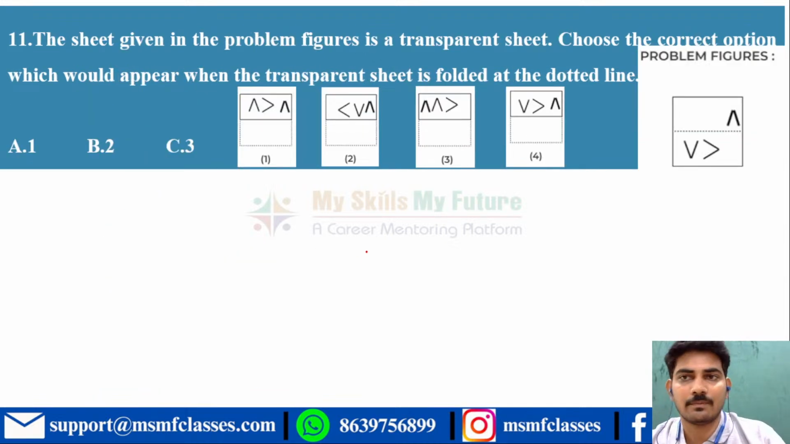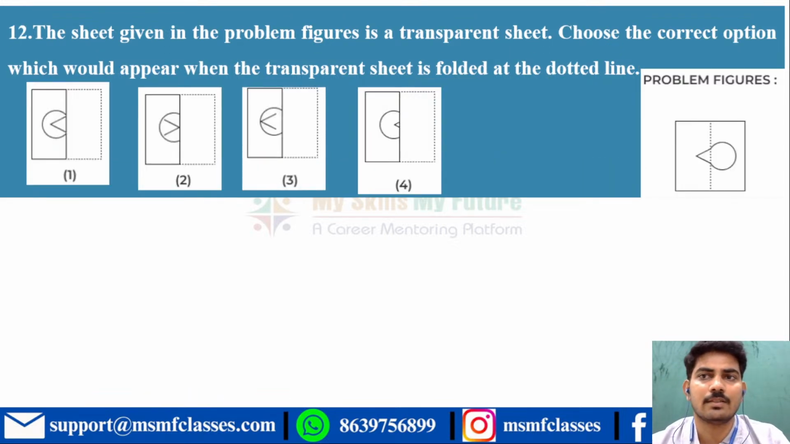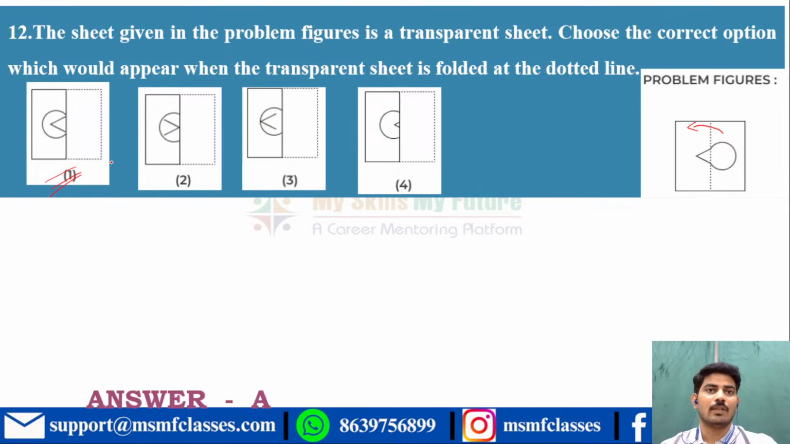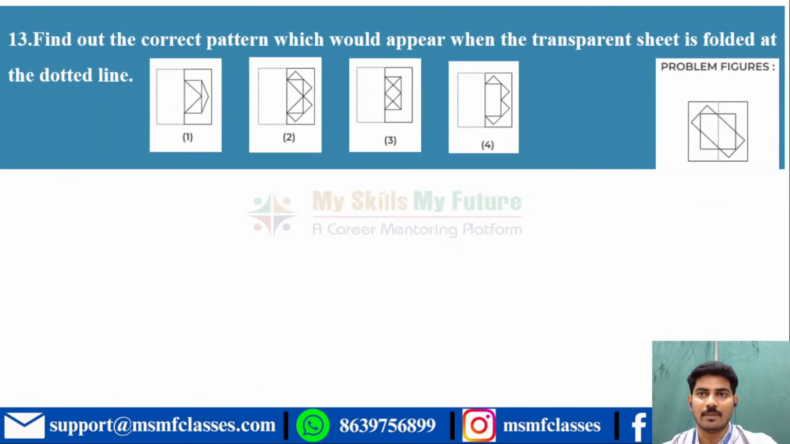Next one will be a paper folding question, and if I fold this one, I'll get this type of pattern here. So try to see the question carefully, then you can easily get the answer. Let us go for the next question. This is also from paper folding, and if I fold this pattern to this side, I'll get this type of logic here. That is option 1. Let us move to the next question, which is also a paper folding type of question, and if I fold this pattern to this side, I'll get this type of pattern here. Try to observe the given figures carefully, and you can easily get the answers.